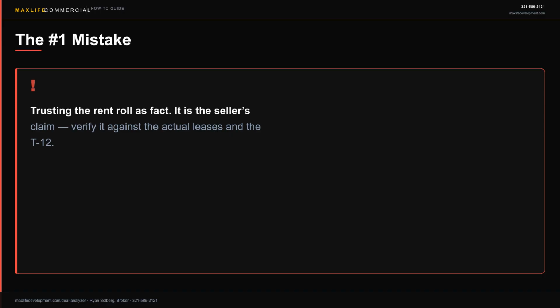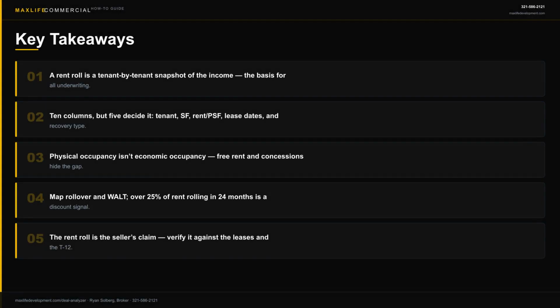Map your rollover in your WALT and discount hard when more than 25% of the rent rolls inside 24 months. And never forget the big one. The rent roll is the seller's claim. Verify it against the actual leases and the T12 every single time.